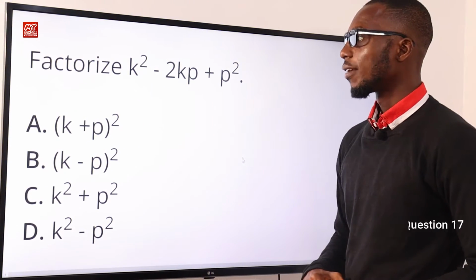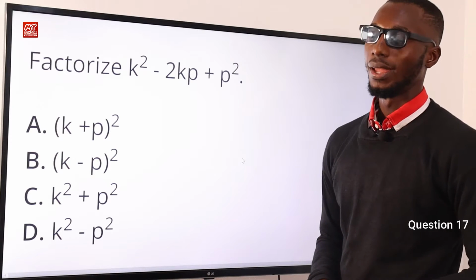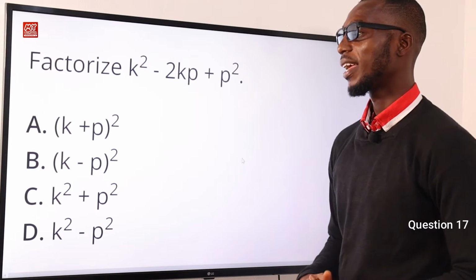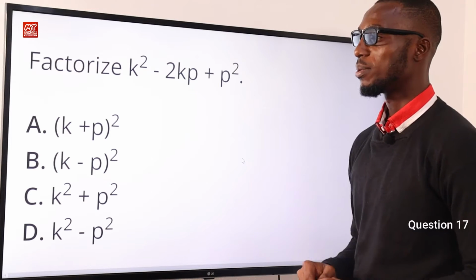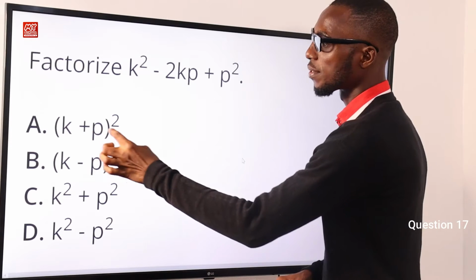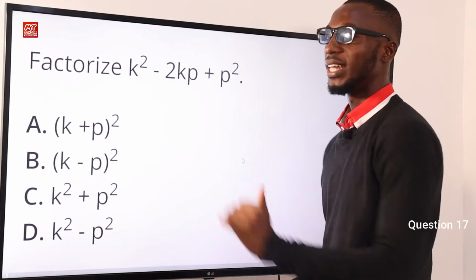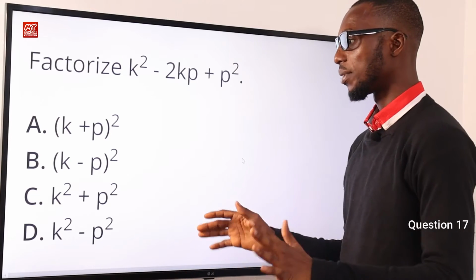Question 17. Factorize k squared minus 2kp plus p squared. Option A is k plus p raised to power 2. This is invalid because when you expand it, you will have k plus p into bracket k plus p, so there's no way we're going to have a negative sign. So option A is gone.